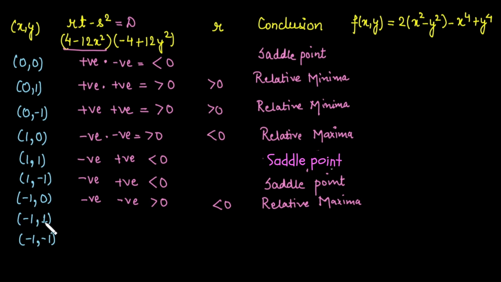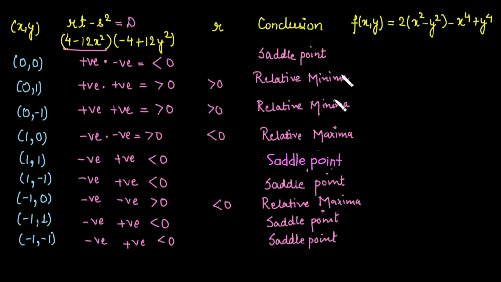Next critical point is minus 1, 1. At x is equal to minus 1, this term is negative. At y is equal to 1, this term is positive. Positive into negative is negative. Discriminant less than 0, it means it is a saddle point. Next point is negative 1, negative 1. When you plug x is equal to negative 1, we have negative term here. Y is equal to negative 1, this term is positive. Negative into positive is less than 0. If this is less than 0, it means it is a saddle point.